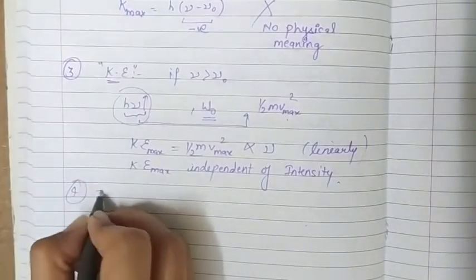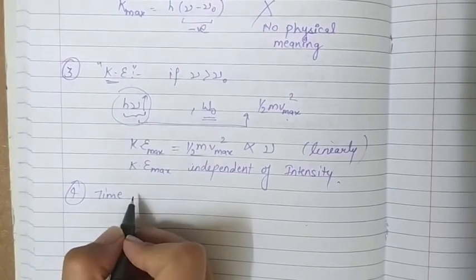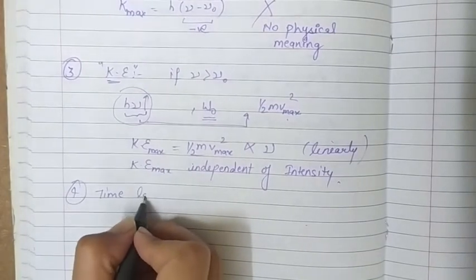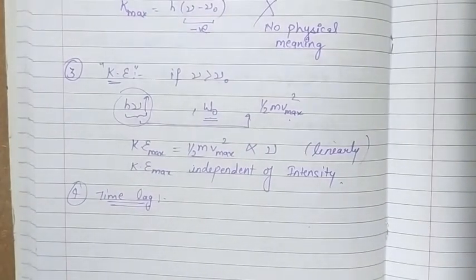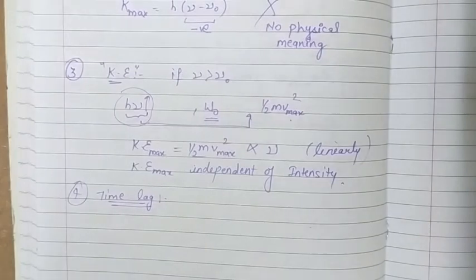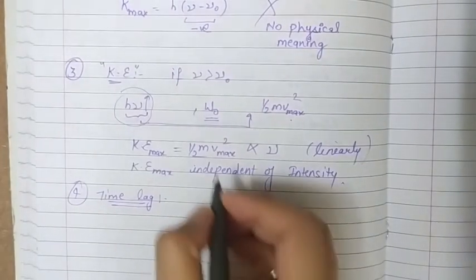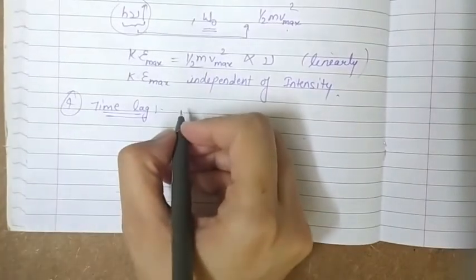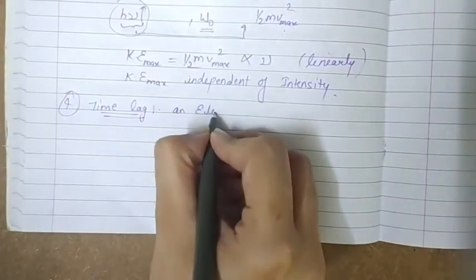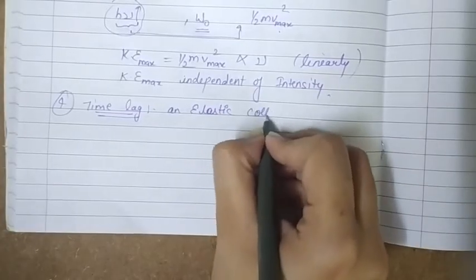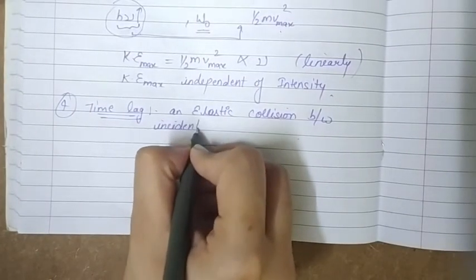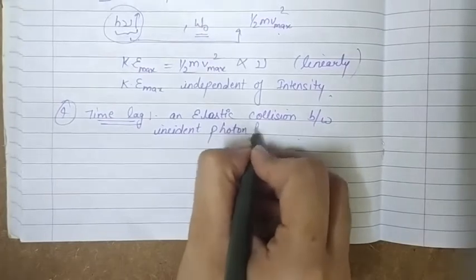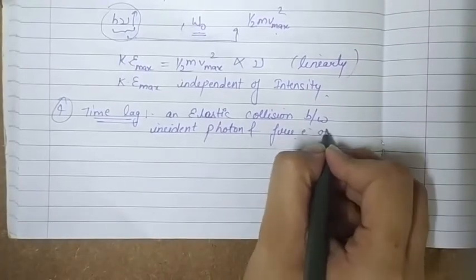Now the fourth one is the time lag. The fourth law states that the process of the photoelectric effect is instantaneous. To prove this using Einstein's theory, we can say that photoelectric emission takes place because of the collision between a photon and an electron, and the collision that happens there is an elastic collision. So the photoelectric effect is a result of an elastic collision between the incident photon and a free electron of the metal.